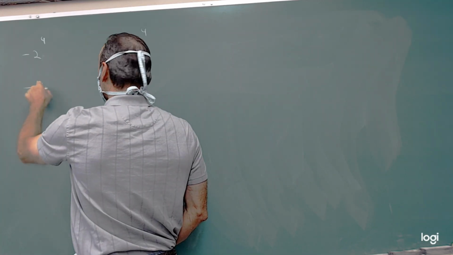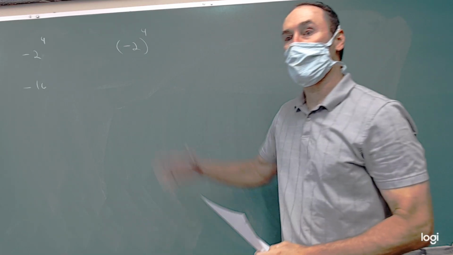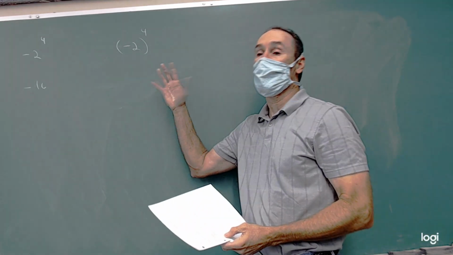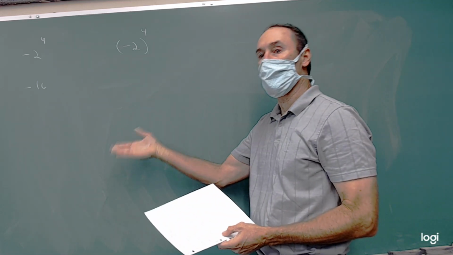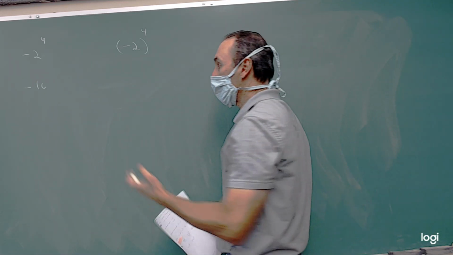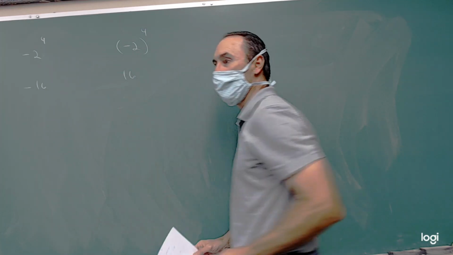So the result is going to be negative 16. In this one, how many negative signs are there when we write it all out? Four of them. So it's a negative 2 times negative 2 times negative 2 times negative 2. So an even number of negatives is going to be a positive 16.